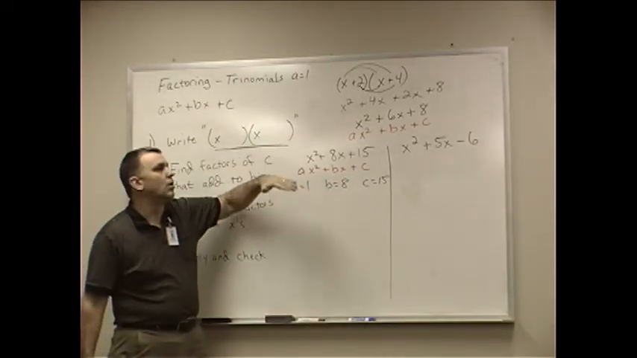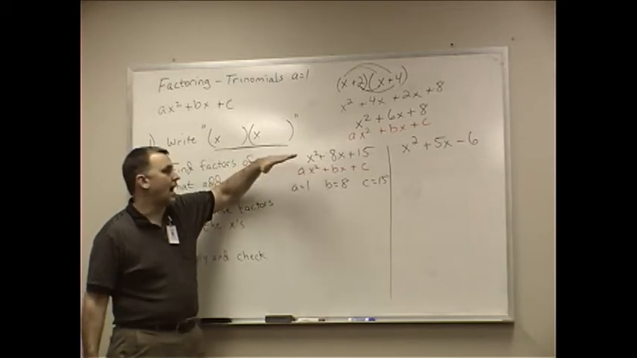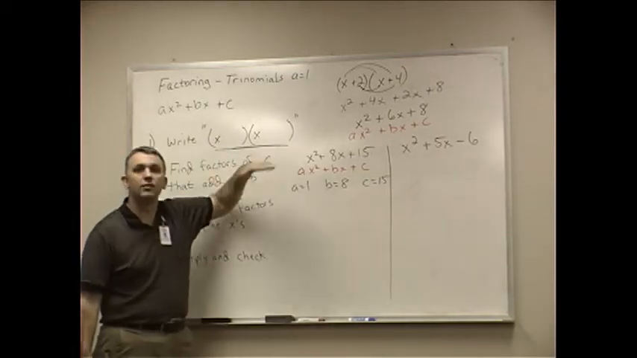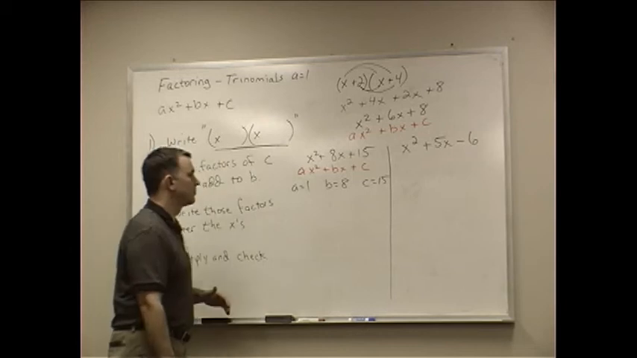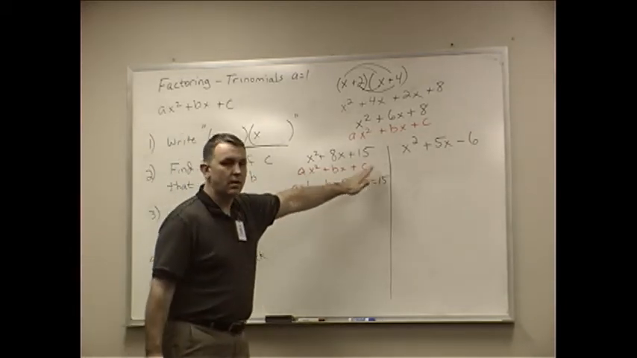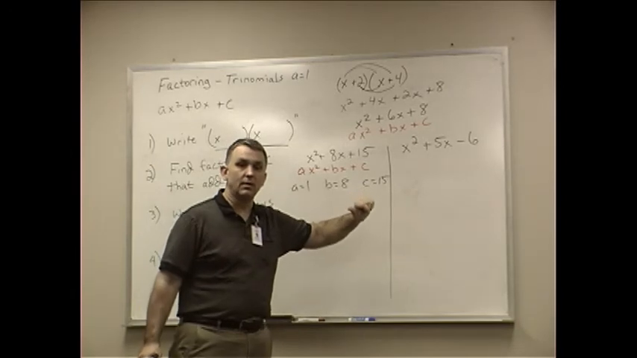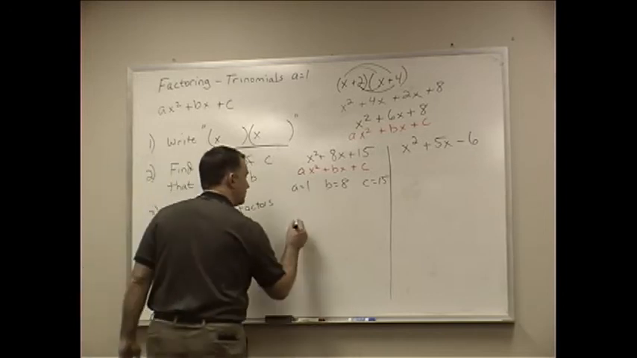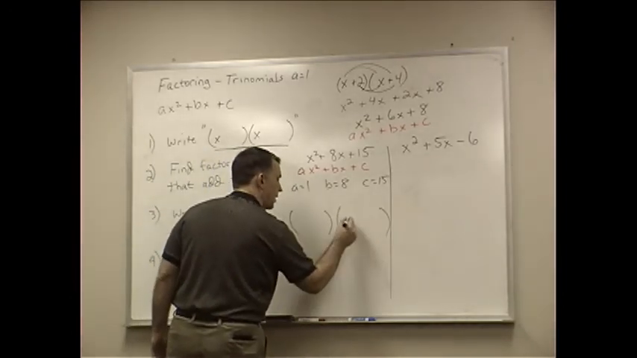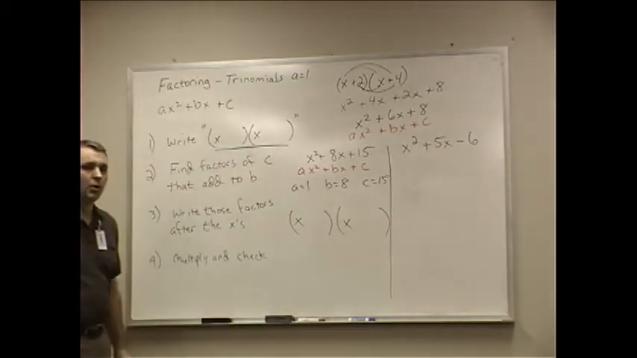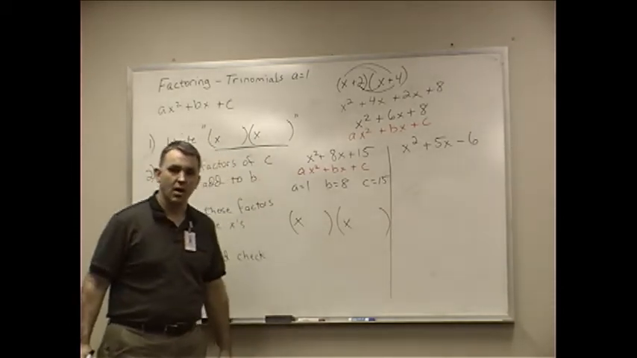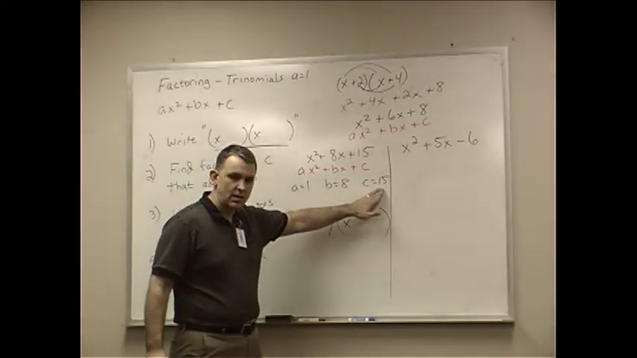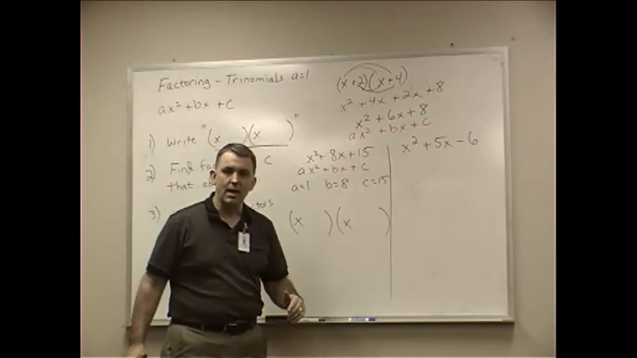Let's see if we can figure out what binomial times a binomial was multiplied to give us this trinomial. We've figured out the values of a, b, and c. We're going to need to be able to do that to follow these steps. Step 1 is kind of mindless: put the parentheses up there and put the x's in there. Step 2 is critical.